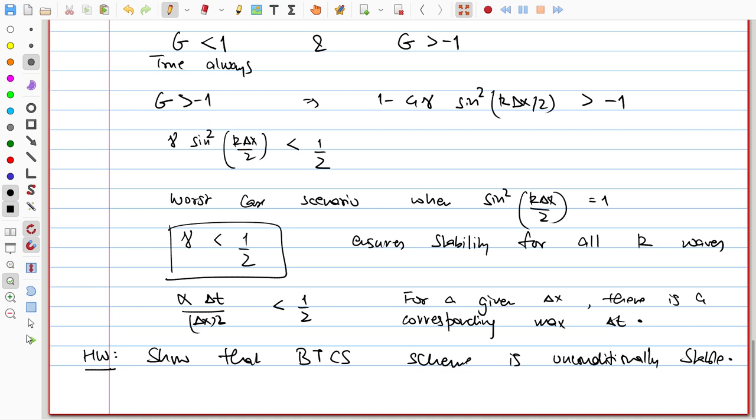Yes, question. Yes, because alpha is always positive. Yes, that has nothing to do with the scheme. Alpha is diffusivity based on physics, and delta t and delta x are by definition positive. So, gamma is positive.